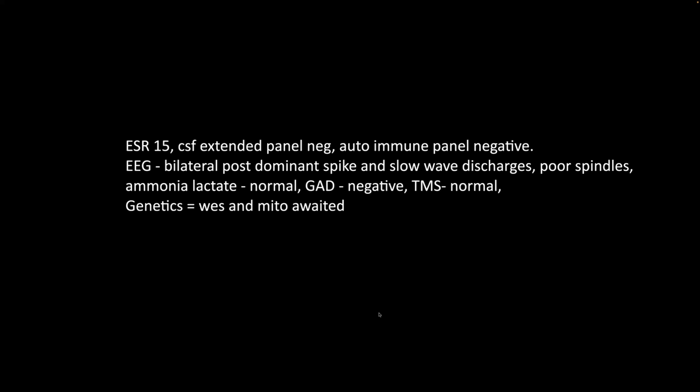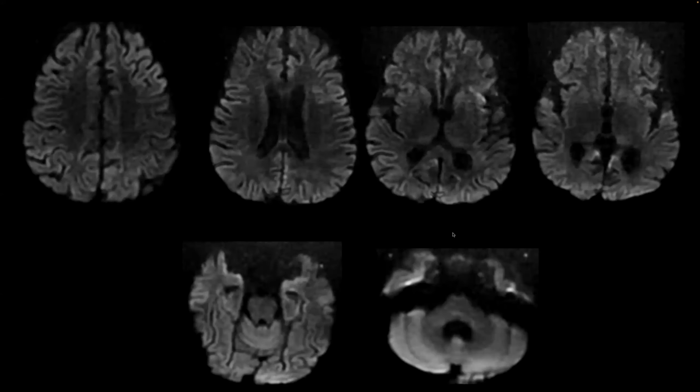Workup for autoimmune was negative. MOG and everything, GAD was normal. TMS, GCMS was normal as well. In view of the poor response to immunomodulation and the myoclonic jerks which were persistent, whole exome sequencing was done, suspecting a POLG kind of variant because of the bilateral thalamic changes.